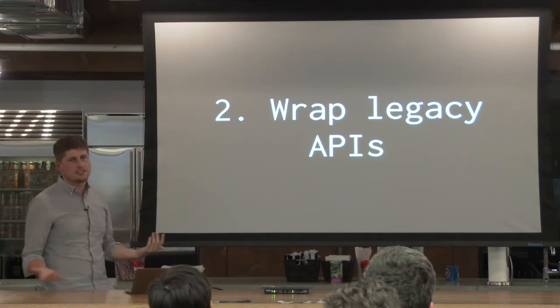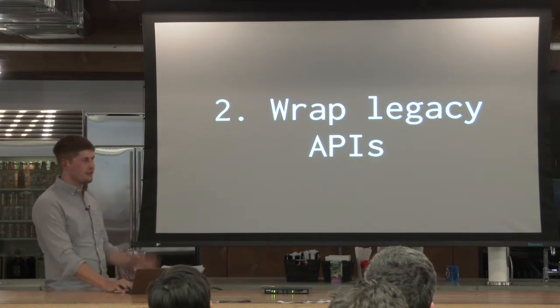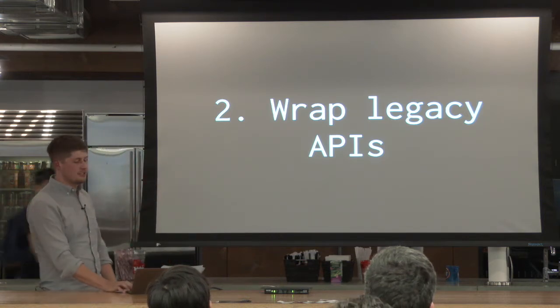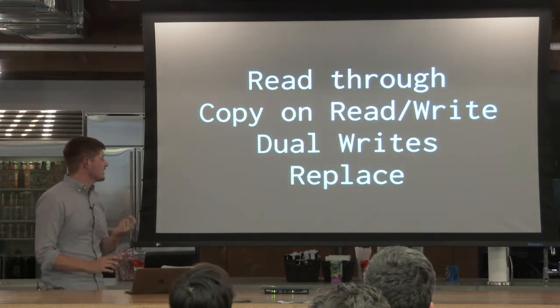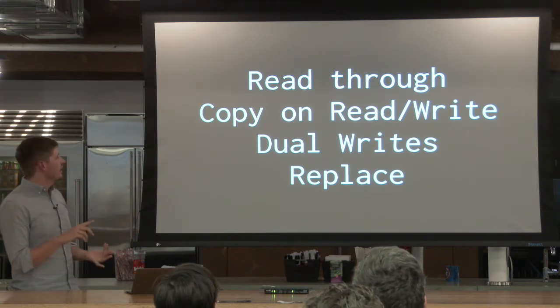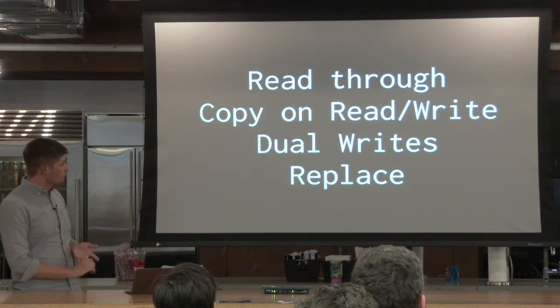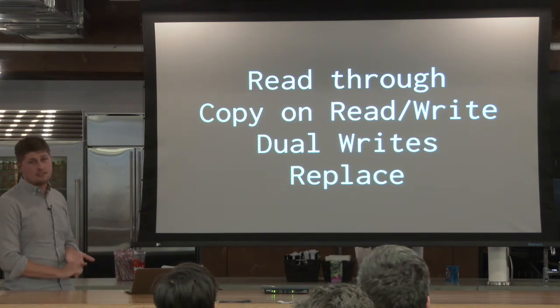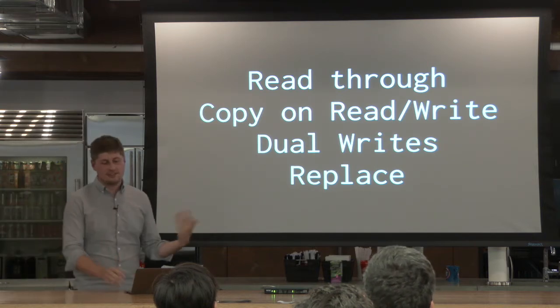We actually do still have places where we have GraphQL call GraphQL in order to get to our legacy GraphQL API, which is weird to say. Strategies here that we've used with success, in order of difficulty: reading through to old APIs, copying into new systems and new databases on either read or write, dual writes where we're talking directly to the database and not going through HTTP anymore, and lastly, just replacing it outright, which is hopefully the end goal of all this.